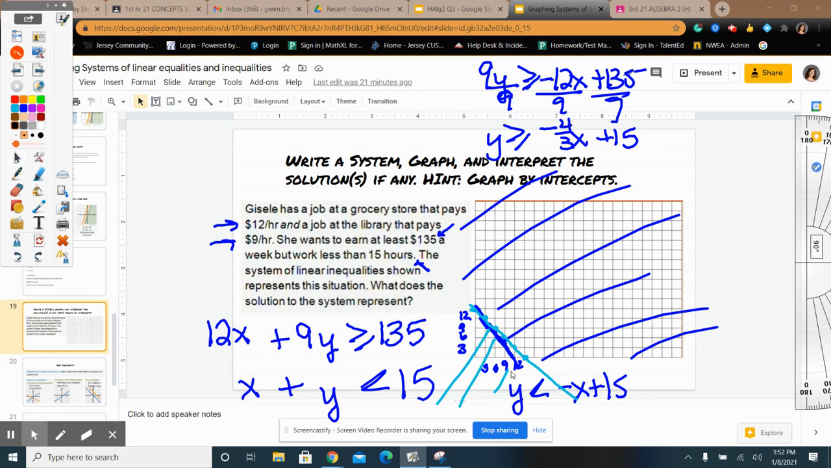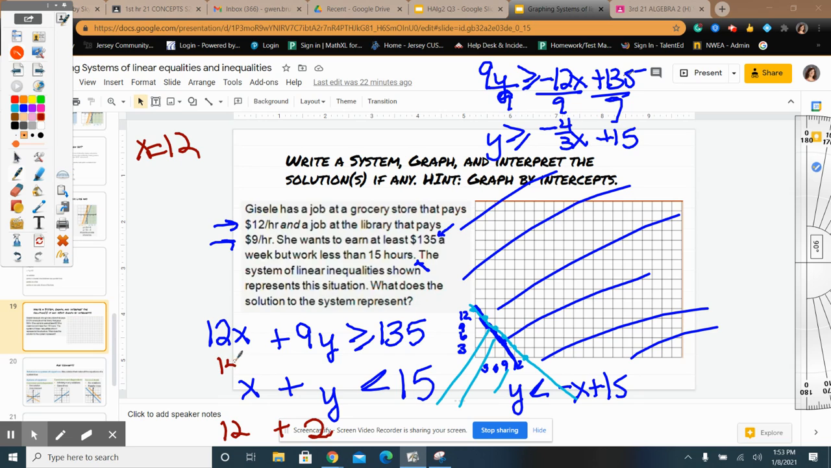What was X? X is hours at the store. Looks like she needs to work more than like 11 hours at the store, probably. She probably needs to work like 12 hours at the store. Let's see if that would work. 12 hours at the store. Well, 12 hours at the store and 2 at the library. 12 and 2 is less than 14.